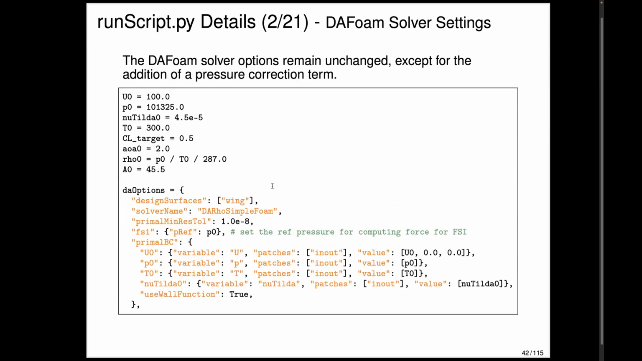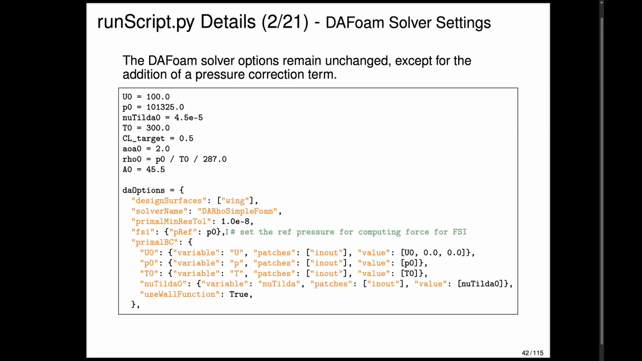Now we'll go into the DAFoam options. As you see, this is very similar to what you might expect from a normal DAFoam aerodynamic-only optimization. This is because when we're defining the DAFoam component, it is separate from the structural component, so you define it as you normally would. On the top here, we define the free stream parameters or important quantities of interest: free stream velocity, pressure, viscosity, temperature, target CL, and then angle of attack, density, and reference area.